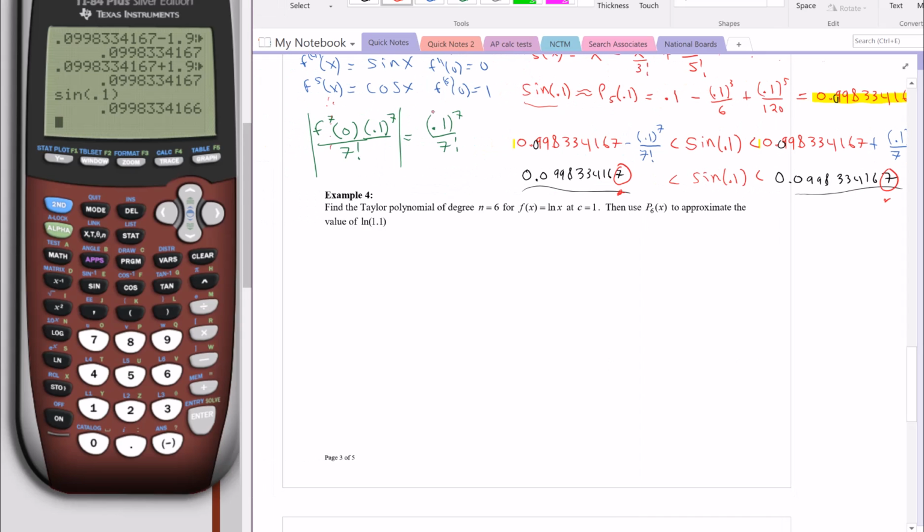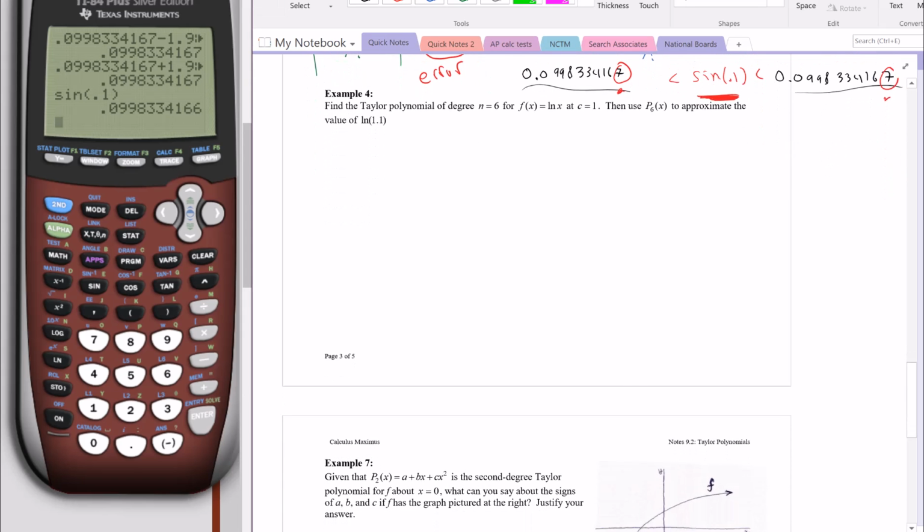And so just to reflect on this, this is our error, right? And to find the bounds for the exact answer, you add the error to our approximation, and you subtract the error from the approximation. That will give you bounds for where sine of x, or what the actual value, has to be between those two things. Okay, so let's do another one that's not centered at 0, so you can see what that looks like.